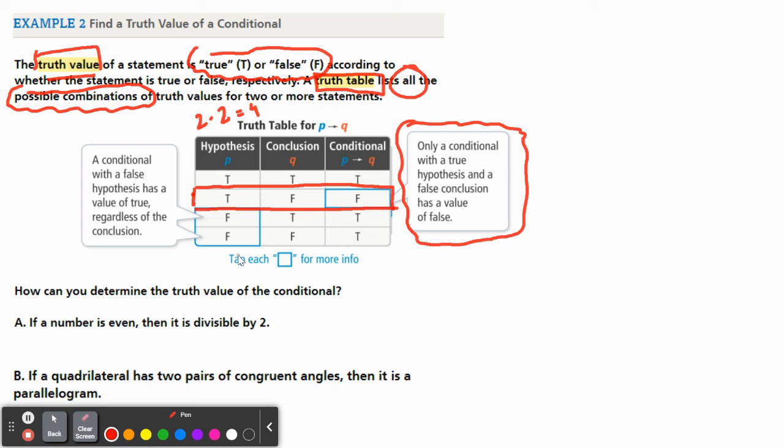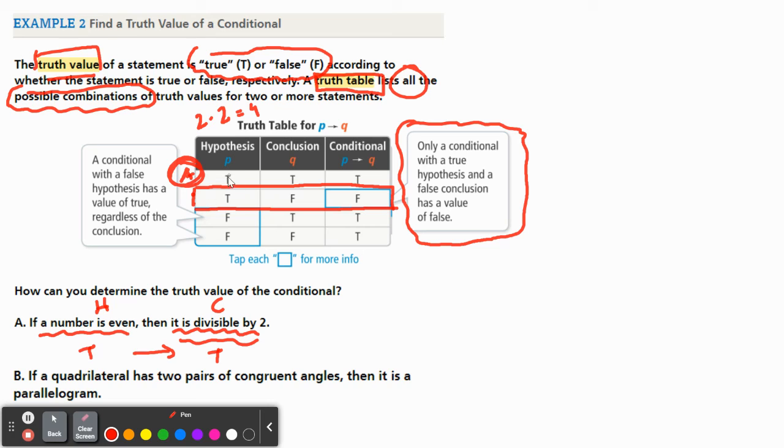Okay, so how can we determine the truth value for the conditional? If a number is even, then it is divisible by 2. So we can have even numbers. So we're going to say that this hypothesis is true. You can have even numbers. So now the question is, are even numbers divisible by 2? Is the conclusion also true? Well, yes, the conclusion is true. So we are doing true implies true, or if true, then true. That would be this first row.